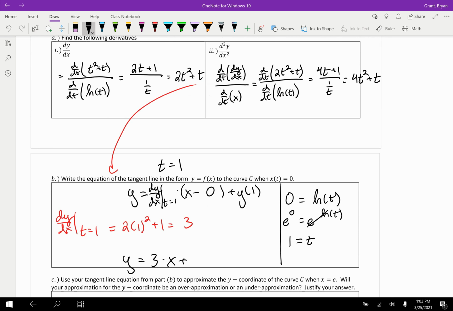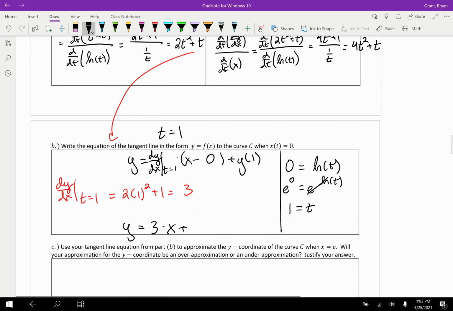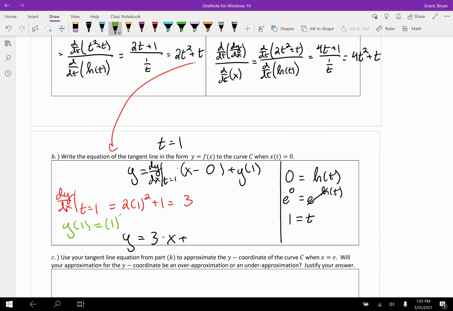Plus, what about the y value? Oh, well, we have the y equation as well, t squared plus t. So to find y of 1, that will just be 1 squared plus 1, which is 2. And so we have our tangent line. Tricky question because they didn't give us the time it occurred, which we needed. So we had to find that time first, and then it's just a matter of evaluating the other equations there.